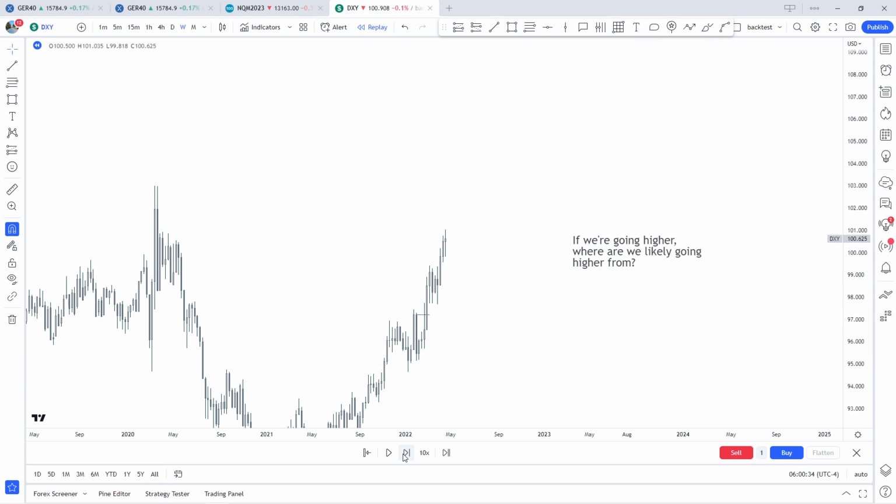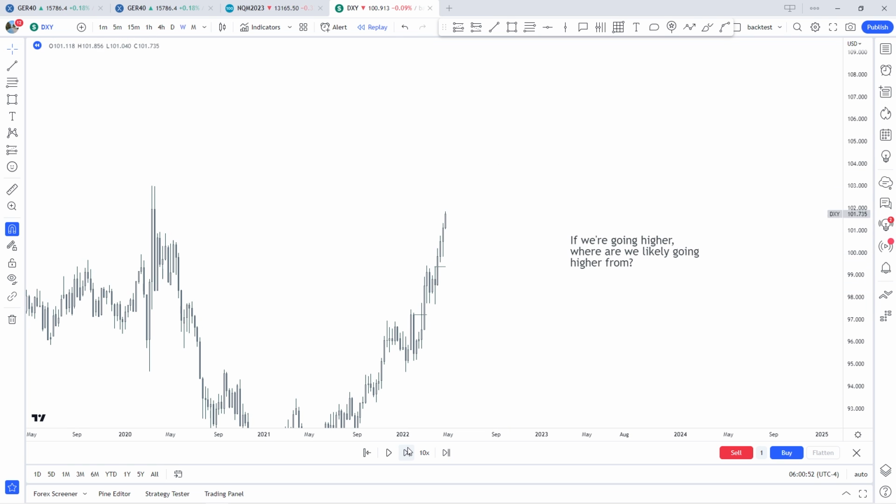All right, now if we are going higher, where are we likely going higher from? This order block. And now I'm taking the wick because it's overlapping with a fair value gap right here. So if it does want to retrace, I'm expecting a retracement until here and then a push higher. And we don't retrace at all. We just continue higher. Perfect, no problem.